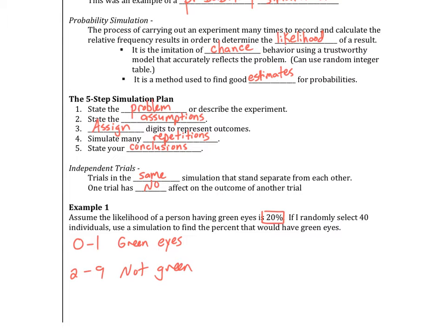Okay, so 2 out of 10 would be green, 8 out of 10 would be not green. And we're going to try to simulate to see what we would get. So we're going to pick line 101. It doesn't say which line to pick. We're just going to pick line 101.